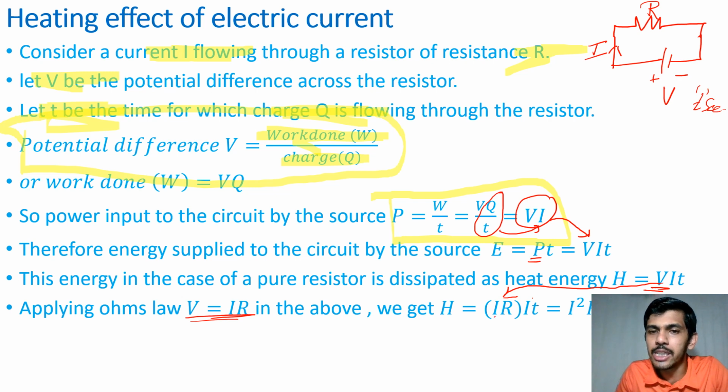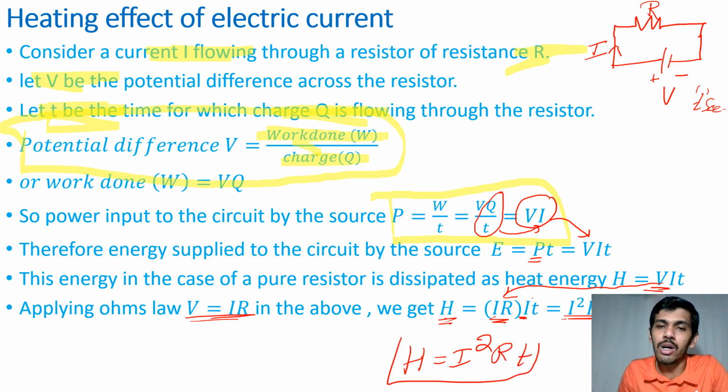So I into R into I. So it is I square into R, that is I square into R into T. That is the formula of the heat energy supplied, or the heat energy emitted by that particular source, or heat dissipated by the source. That is the formula of heat dissipated. That is H is equal to I square RT.